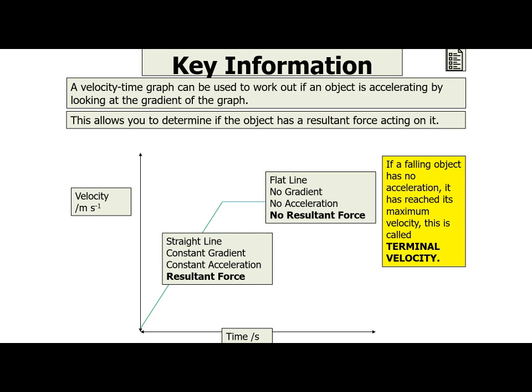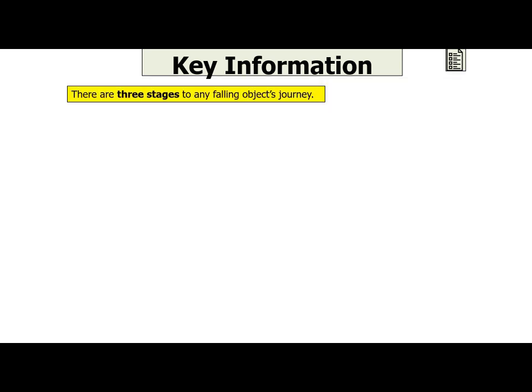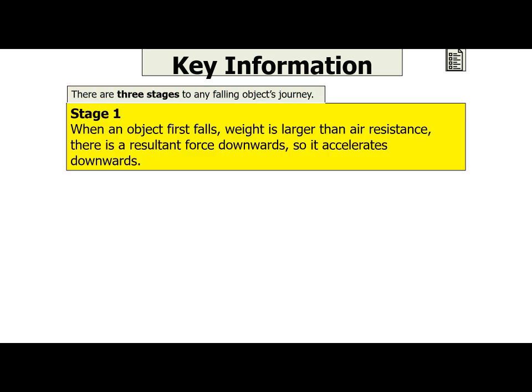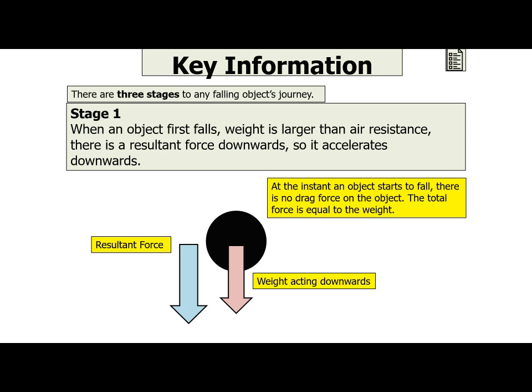So let's look at this in a bit more detail. There are three stages to any falling object's journey. The first stage is when an object first falls. Weight is larger than air resistance, there's a resultant force downwards, so it accelerates downwards. So at the instant an object starts to fall, there is no drag force on the object, so therefore the total force on the object is equal to the weight. So the acceleration of our object is g, the acceleration of free fall.